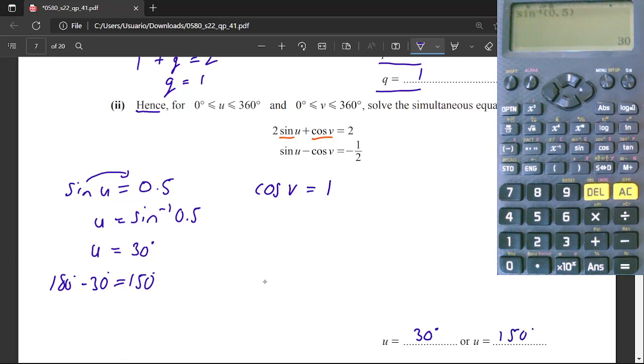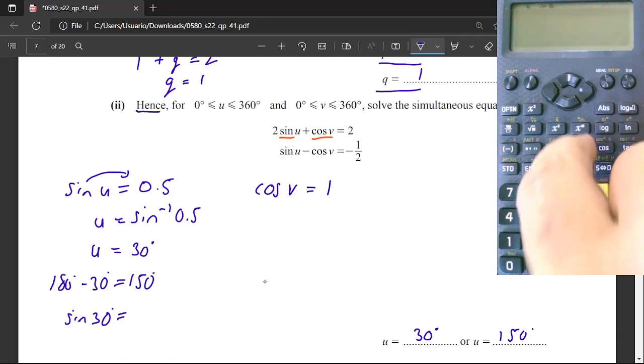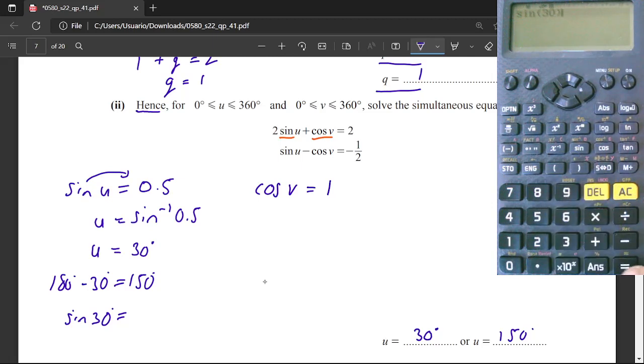Do we know this is right? Yes, because sin 30, if we type that into our calculator, we get a half, 0.5. Just like we wanted there. And if we type in sin 150 into our calculator, again, we get a half, just like we said before. So that's correct. Now let's do the same for the cos.